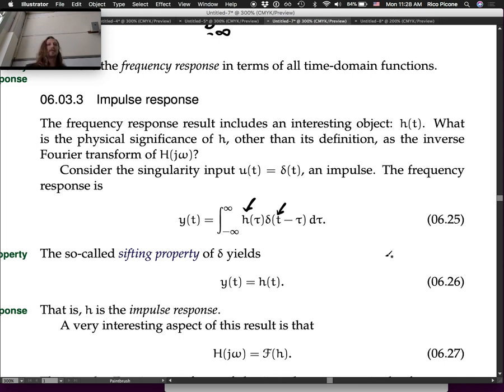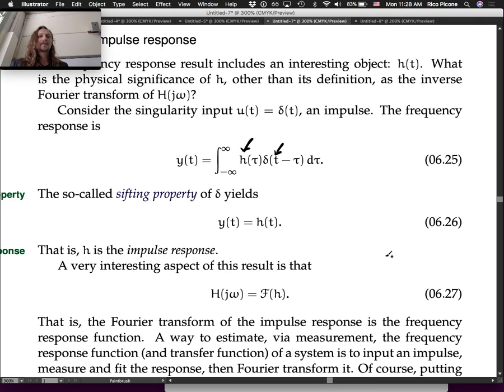Okay, so the sifting property is really a useful property for us in these derivations. So y is just equal to h of t. So another interpretation of 626 is that h is the impulse response. Okay, so it's the function of time that results in the output if you put in an impulse to the system. If you whack it with a hammer, h of t is the response.